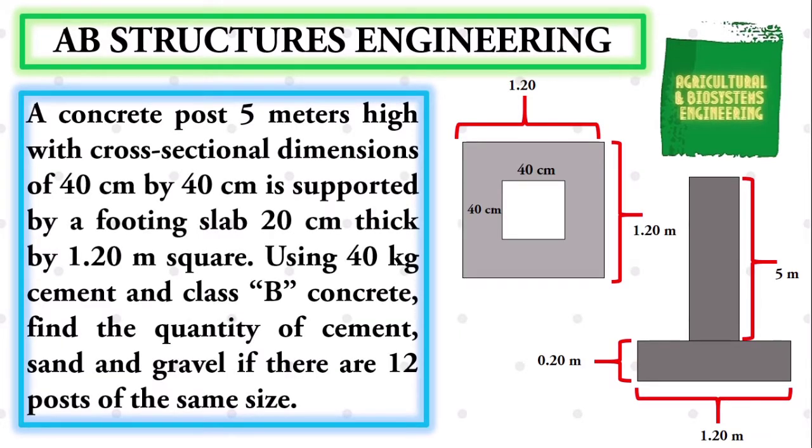A concrete post 5 meters high with cross-sectional dimensions of 40 centimeters by 40 centimeters is supported by a footing slab 20 centimeters thick by 1.20 meters square. Using 40 kilograms cement and Class B concrete, find the quantity of cement, sand and gravel if there are 12 posts of the same size.